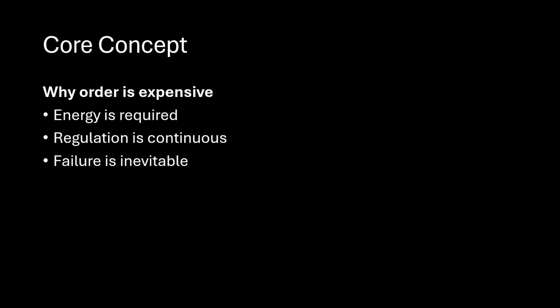Maintaining order is not a one-time achievement. It requires constant energy input, continuous regulation, active correction of error. Cells are not stable by default. They are stable only because they are constantly working to prevent collapse. And even then, failure is inevitable. The question is not whether cells experience failure, it's how long they can delay it.